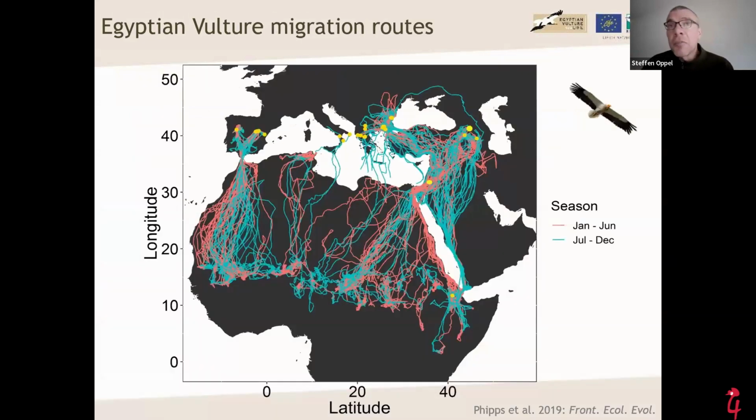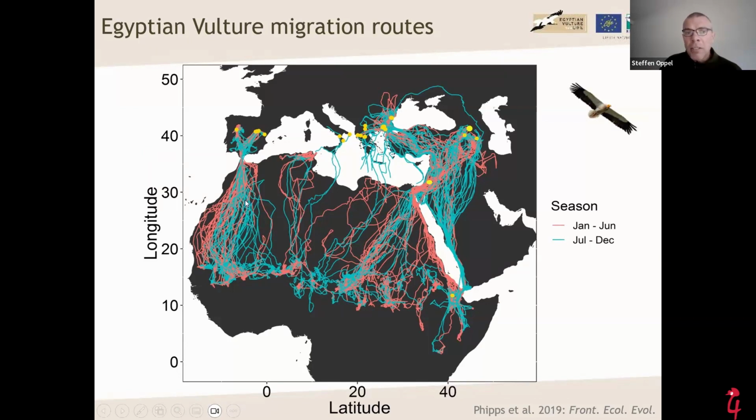Now, why would the cost of migration explain the different population trends? For that, it's useful to look at the migration routes, and this map shows you the routes of GPS-tracked Egyptian vultures that were marked at those yellow dots that you see on the map. And in red, you see the spring migration. So that's the migration that the birds take when they come from African wintering grounds and migrate to breeding areas in Europe. And in blue, you see the autumn migration when the birds migrate from breeding grounds in Europe back to Africa.